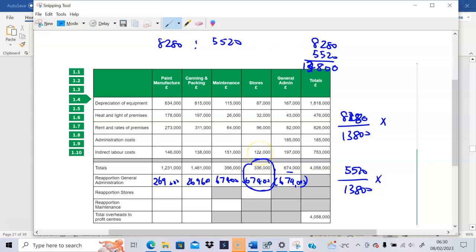And what is that total? Well, that total is 336,000 plus 67,400, which is 403,400. So I'm trying to get rid of 403,400 into these two parts. So that's 403,400 times 8280 divided by 13,800. That's 242,040. And then I'll do the same thing here.